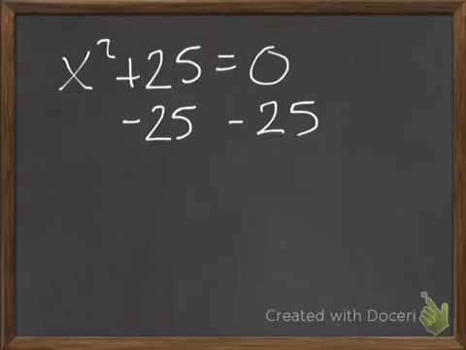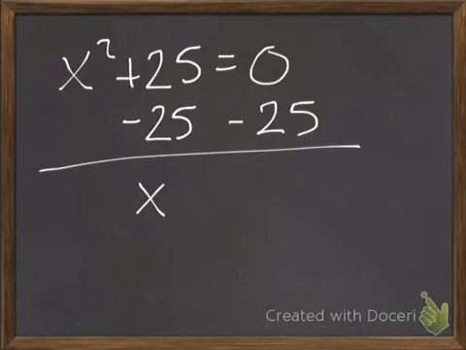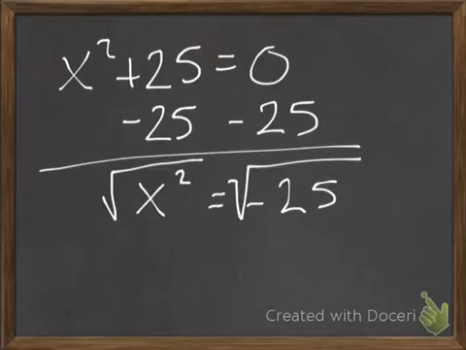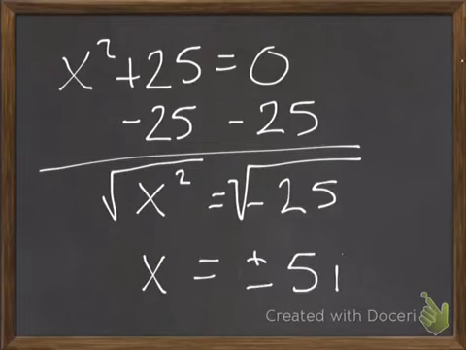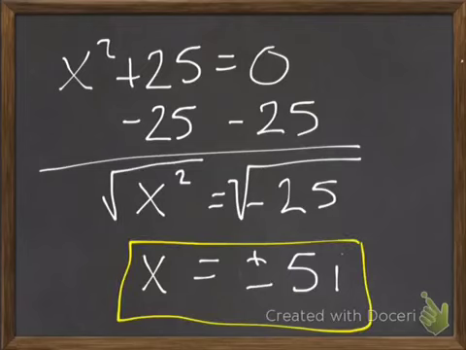So now we're going to go with x squared plus 25 equals 0. So subtract 25 from both sides. x squared equals negative 25. Get rid of the square to get x equals the square root of negative 25, and x would equal plus or minus 5i.